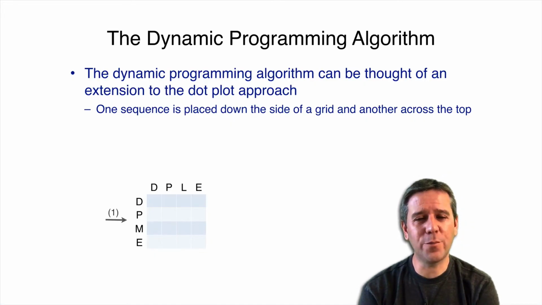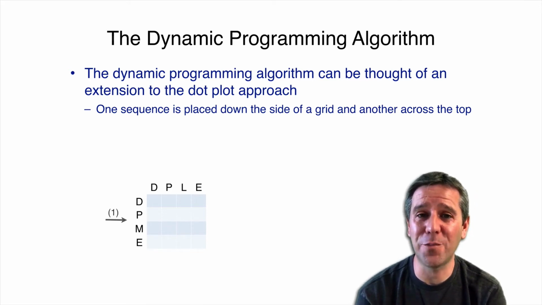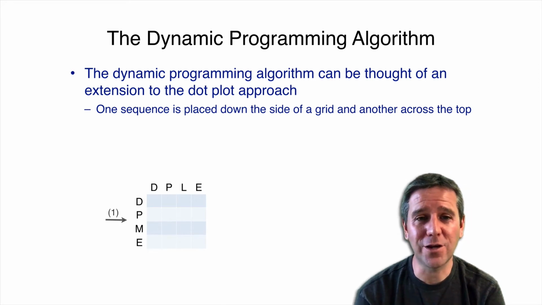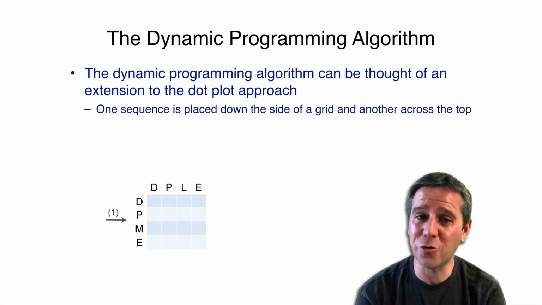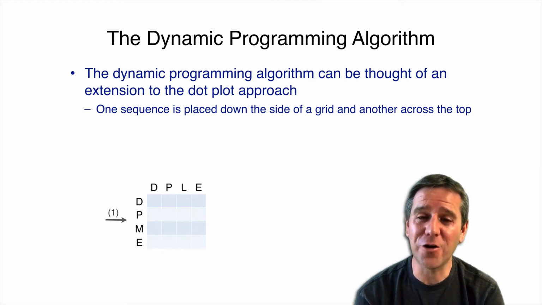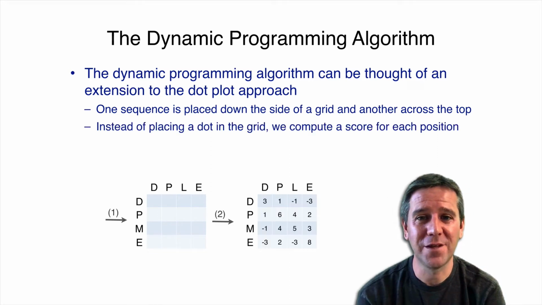Now the dynamic programming approach that we're focusing on in this video can be thought of as an extension to the dot plot approach that we've already discussed. Again, we start in the same way. One sequence is placed down the side of a little table or grid, what we'll call an alignment matrix from now on, and another across the top. We'll call this step one of this approach.